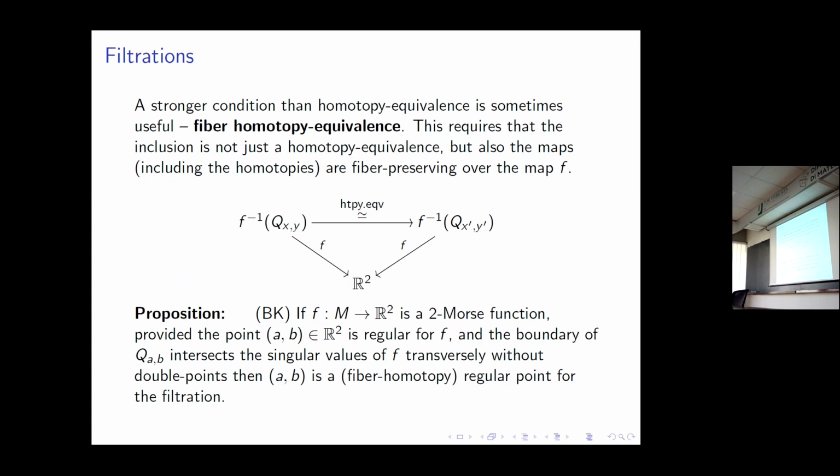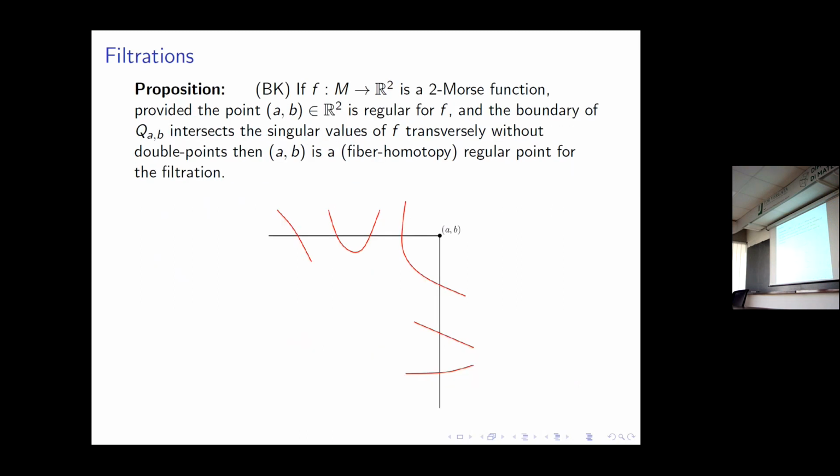So we only want crossings like this, and so on. Then at that point, this is a fiber homotopy regular point, and the proof is very intuitive. It's just like all the standard proofs in Morse theory. So, this is the statement of the theorem again.